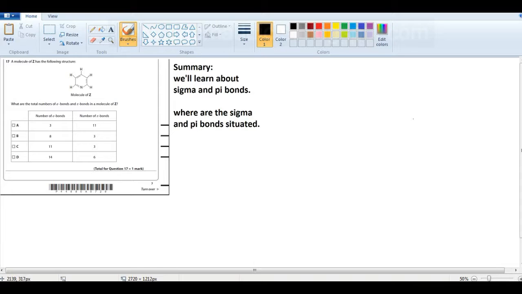Well, today we are going to discuss a topic related to bonding. So let's check the summary at first. Here we will learn what is meant by sigma and pi bonds, where the sigma and pi bonds are situated, and we will get our concept clear by solving this question. By solving this question we will get our confusion clear.